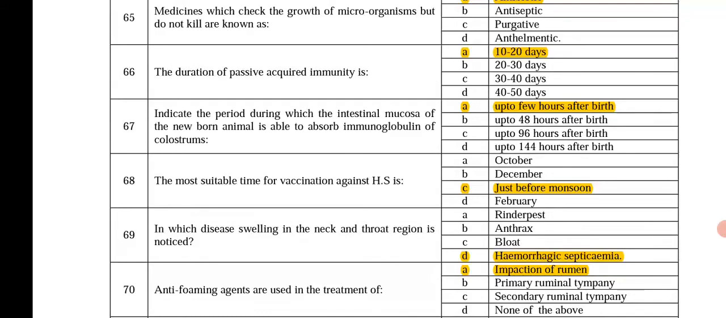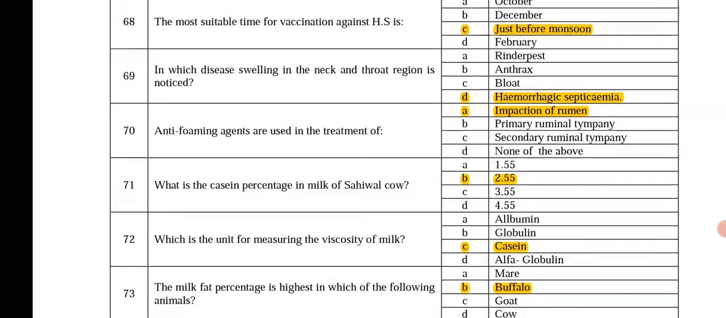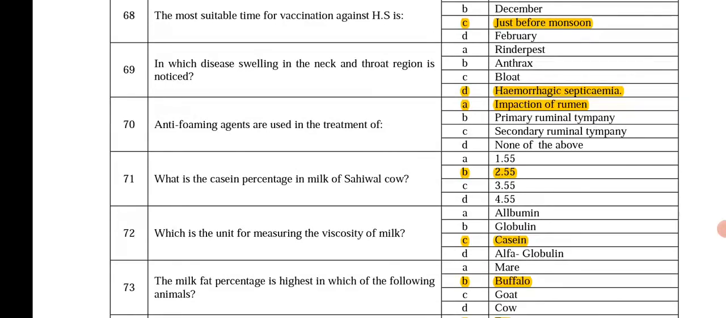The most suitable time for vaccination against hemorrhagic septicemia is just before monsoon. In which disease is swelling in the neck and throat region noticed? Hemorrhagic septicemia. Antifoaming agents are used in treatment of infection of rumen.